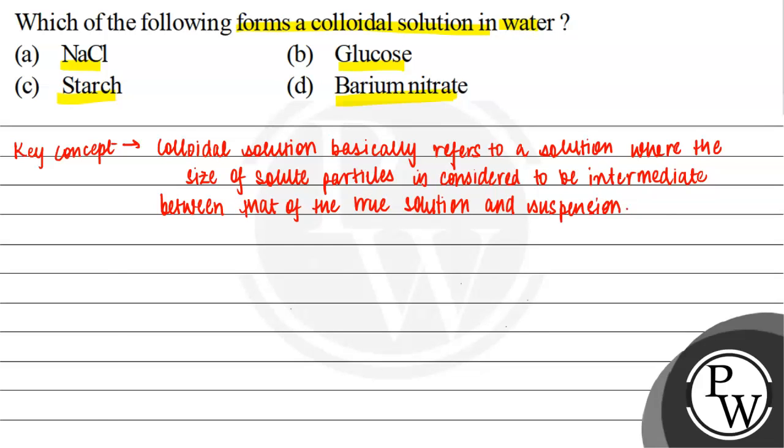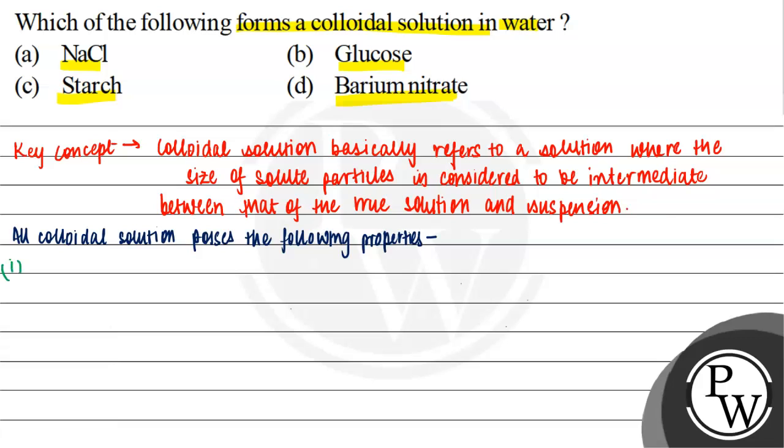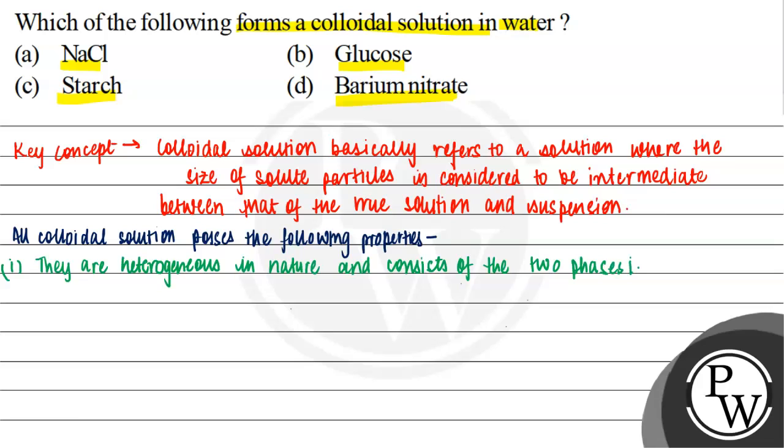Now let us discuss some properties of colloidal solution. All colloidal solutions possess the following properties. तो अगर हम प्रॉपर्टीज की बात करें, हमारी पहली प्रॉपर्टी होती है of colloidal solution that they are heterogeneous in nature and consist of two phases. जो हमारा colloidal solution होता है उसमें two phases होते हैं, एक dispersed phase and दूसरा dispersion medium. That is dispersed phase and dispersed medium.